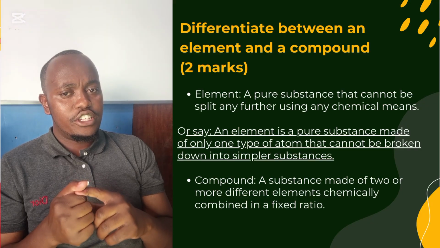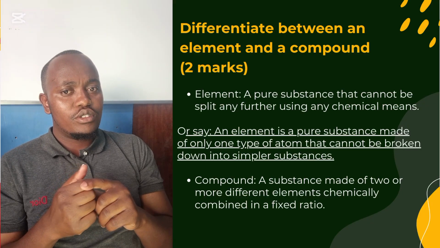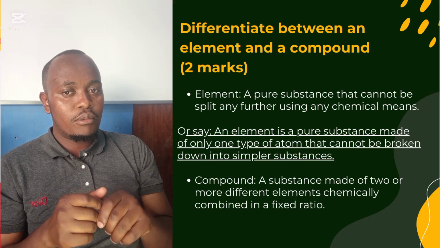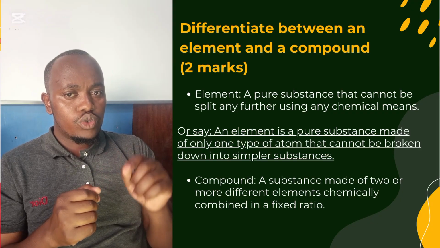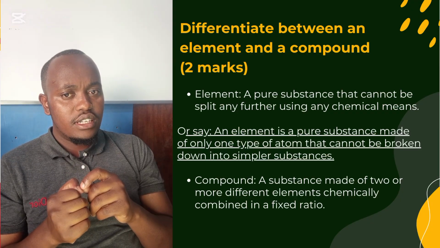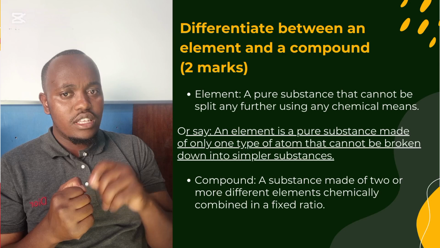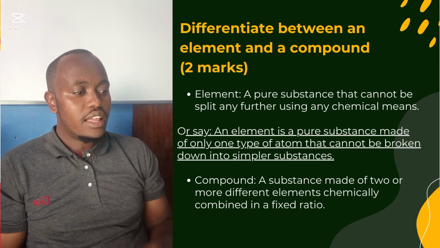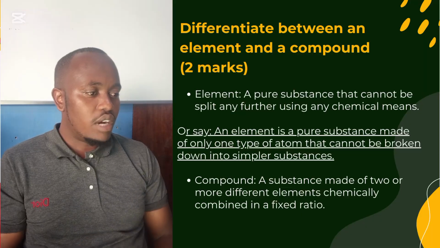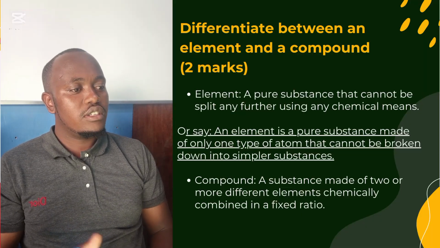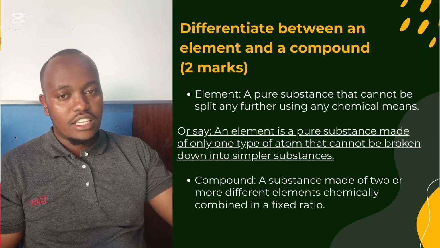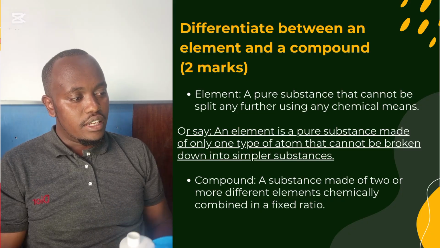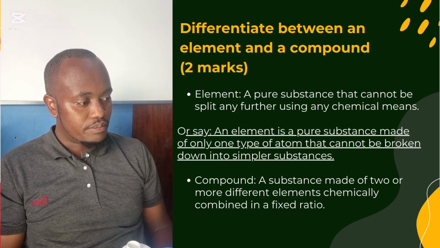Another ratio that is simple to understand is CO2, carbon dioxide. 1 atom of carbon reacts with 2 atoms of oxygen to form carbon dioxide. That is a compound. So you can discuss and mention various elements and compounds in the comment section.